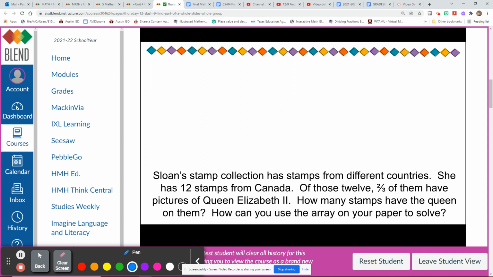All right, so let's check. Sloane's stamp collection has stamps from different countries. She has 12 stamps from Canada. Of those 12, 2/3 of them have pictures of Queen Elizabeth II. How many stamps have the Queen on them? So 12 stamps from Canada is important. Of those 12, 2/3 of them have pictures of the Queen. So 2/3 of 12 is the same thing as 2/3 times 12.